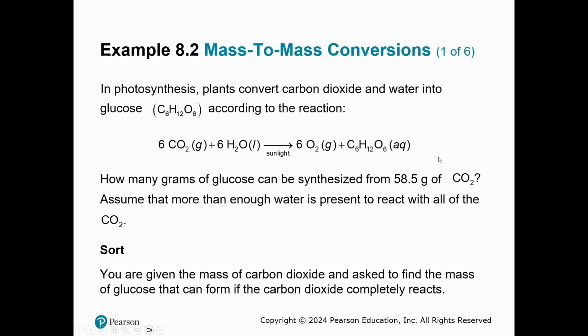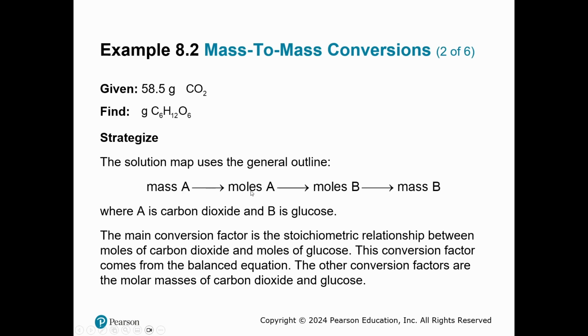So first thing we want to do is convert our CO2 into moles, then moles of CO2 into moles of glucose, and then moles of glucose into mass of glucose using the molar mass of glucose. So this is our solution map. Now we want to figure out what our conversions for each step is.